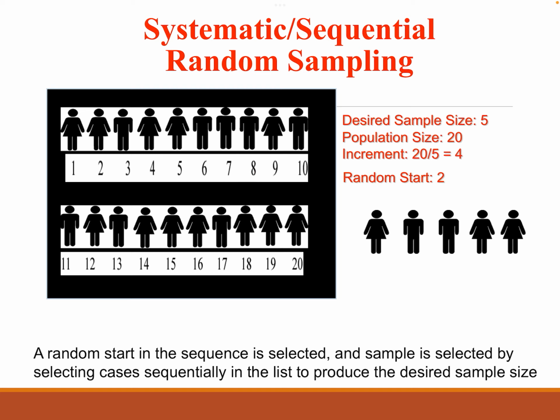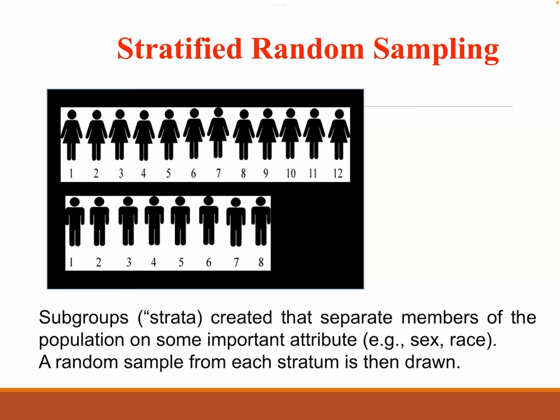For example, here if you give a random start of 2, then the second person is chosen at random, then every fourth person is selected. So this is known as systematic or sequential random sampling.